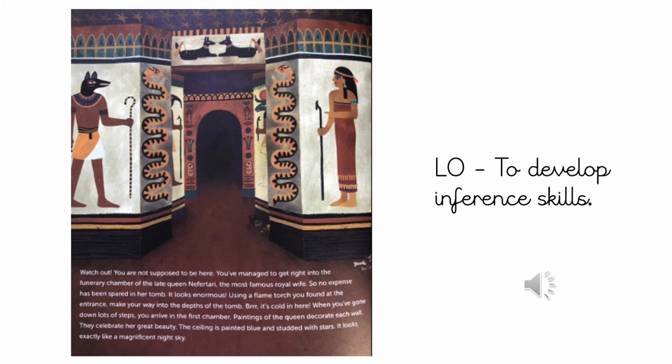When you've gone down lots of steps, you arrive in the first chamber. Paintings of the queen decorate each wall. They celebrate her great beauty. The ceiling is painted blue and studded with stars. It looks exactly like a magnificent night sky.